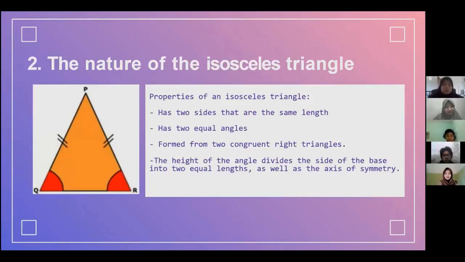2. The nature of the isosceles triangle. Properties of an isosceles triangle. 1. Has two sides that are the same length. 2. Has two equal angles. 3. Form from two congruent right triangles. 4. The height of the angle divides the side of the base into two equal lengths as well as the axis of symmetry.